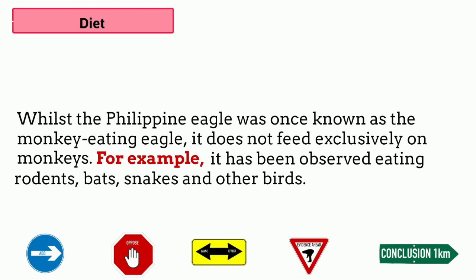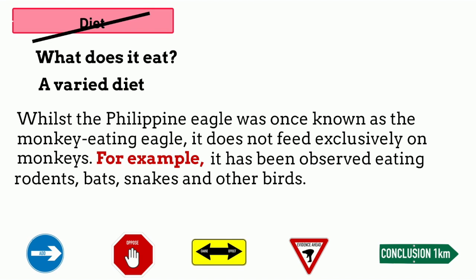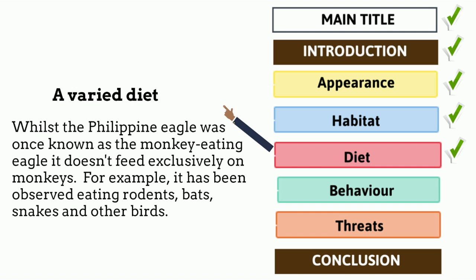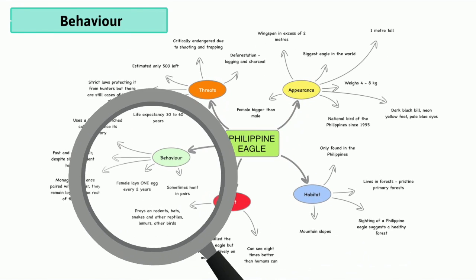Again, my subheading for this section could be a question. I'm going to use a varied diet instead. We're more than halfway through. Onto the behaviour section. How does it behave?